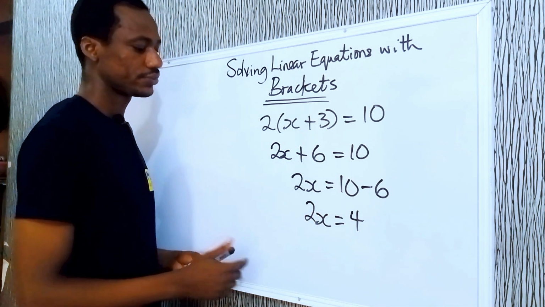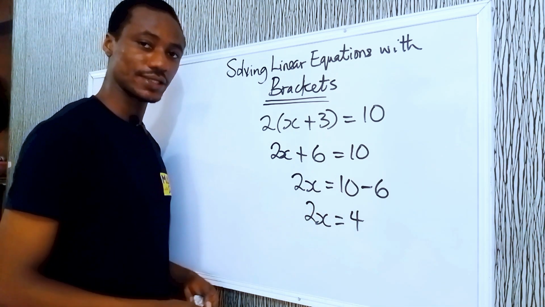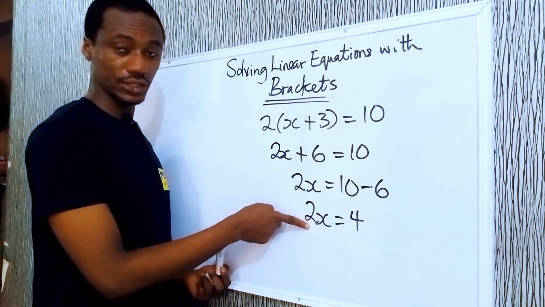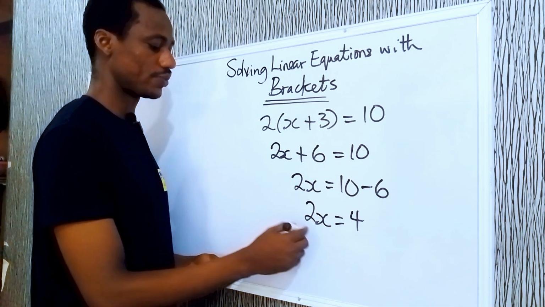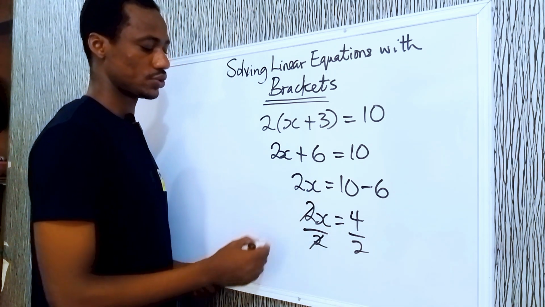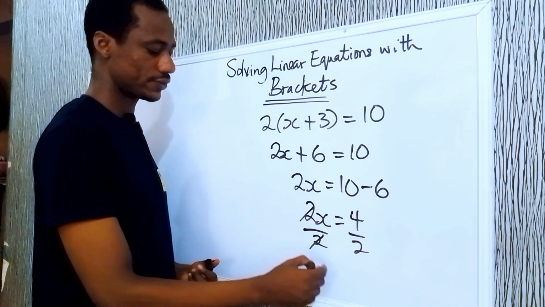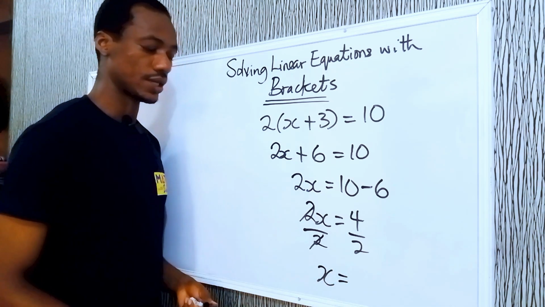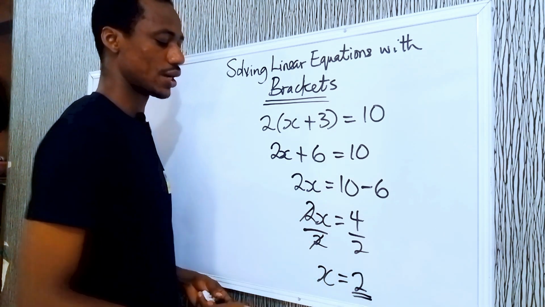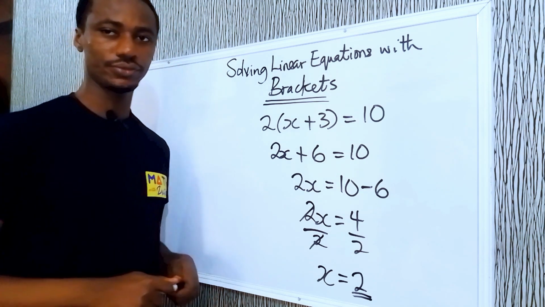Okay, so at this point, what's the next step? We divide both sides by the coefficient of x, and the coefficient of x here is 2. So divide both sides by 2. So 2 takes 2. We will have only one x left. That's what we're looking for. And 4 divided by 2 is 2. So our answer is 2.